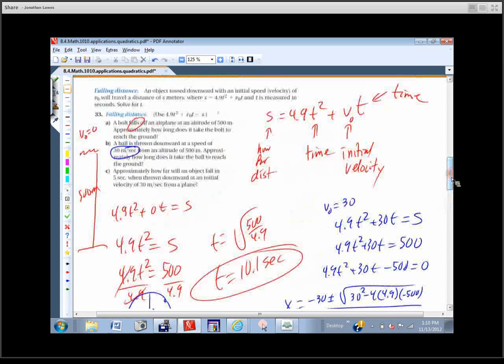Okay, this one says approximately how far will an object fall in 5 seconds when it's thrown downward with an initial velocity of 30 meters per second from the plane? Okay, well this one is the formula that we used for when it's falling and it had an initial velocity of 30 meters per second. So we'd use this one right here and this time it gives us the time. So what would we do with this? Yeah, you just do 4.9 times 5 squared, plus 30 times 5. That would tell you how far it falls. Okay? Any questions?